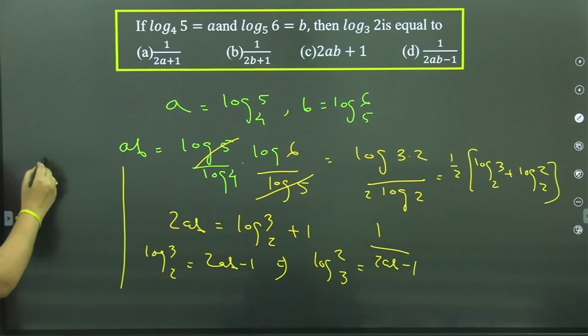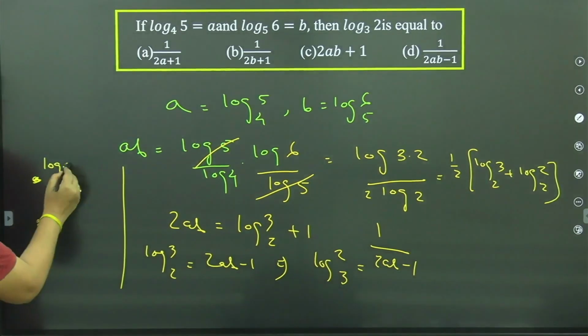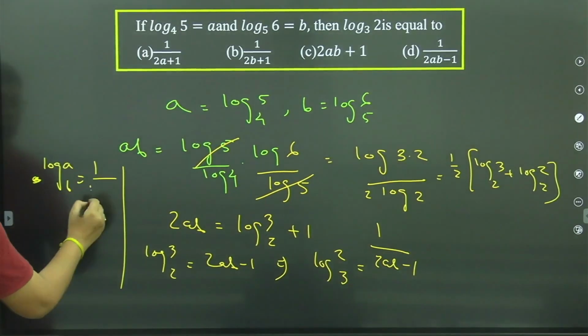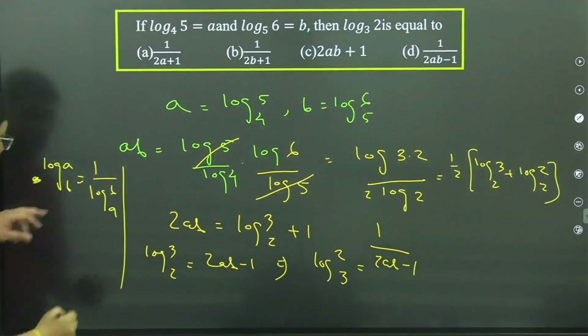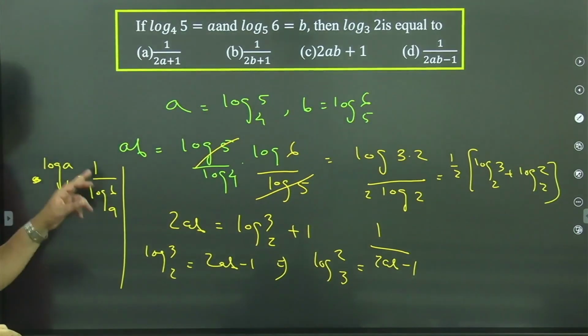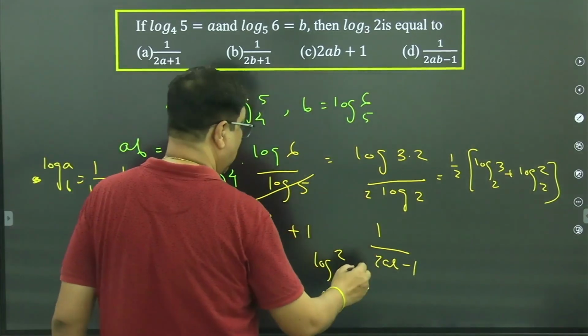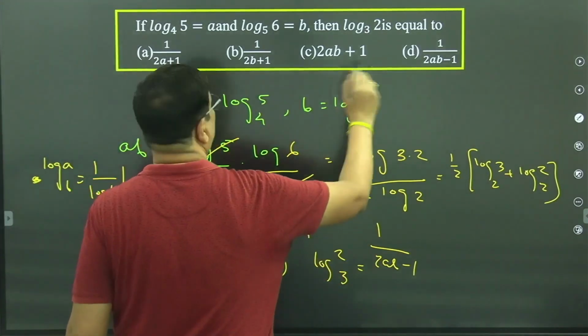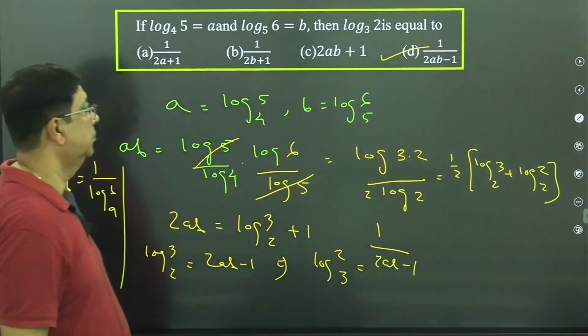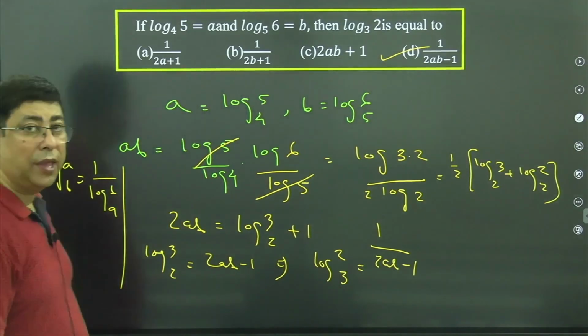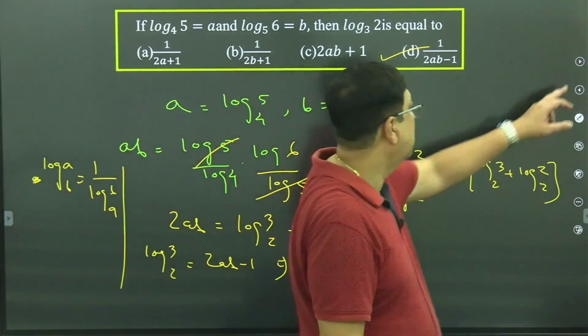Log a base b equals 1 by log b base a. So everybody remember this is very important, extremely important, okay. Therefore we can write the answer as 1 by 2ab minus 1. Okay, let's go to the next sum.